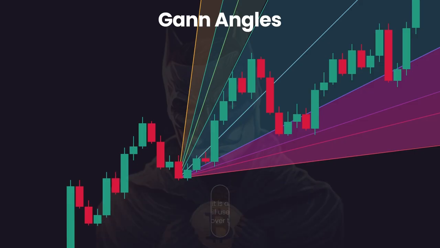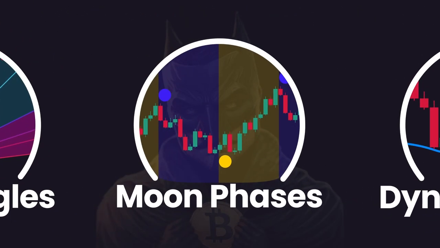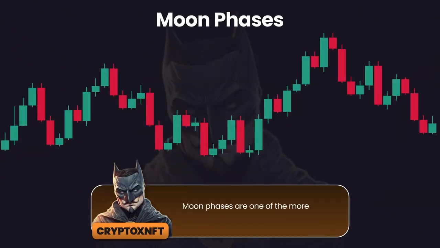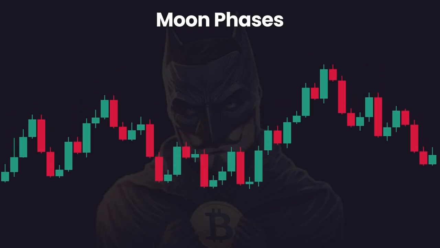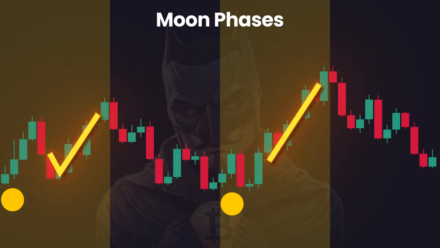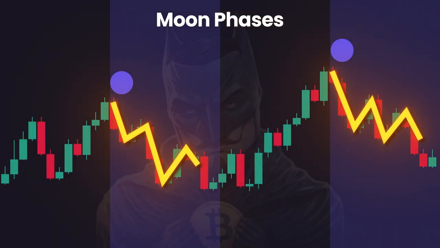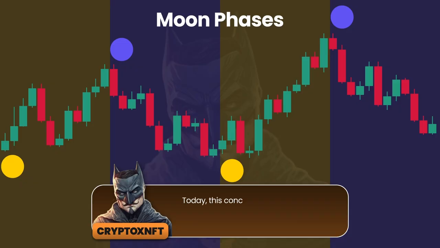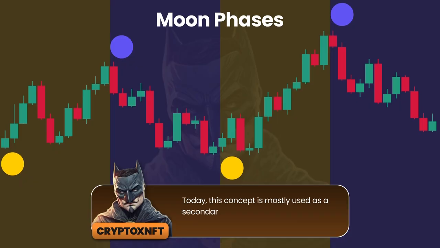Moon phases. Moon phases are one of the more unconventional concepts in trading. This idea is based on the belief that lunar cycles may influence human behavior and, as a result, market sentiment. Some traders associate the new moon with bullish conditions and the full moon with bearish conditions. Today, this concept is mostly used as a secondary confirmation tool rather than a primary method of analysis.